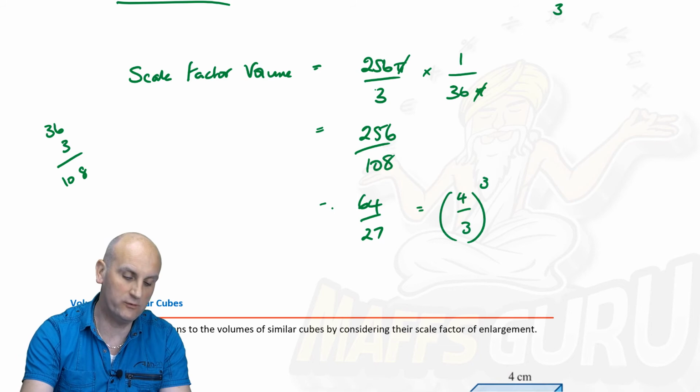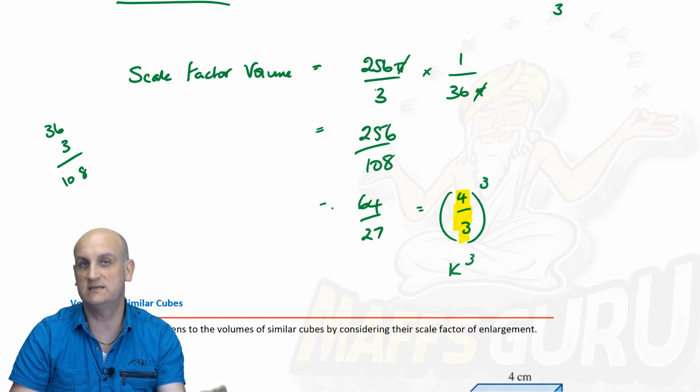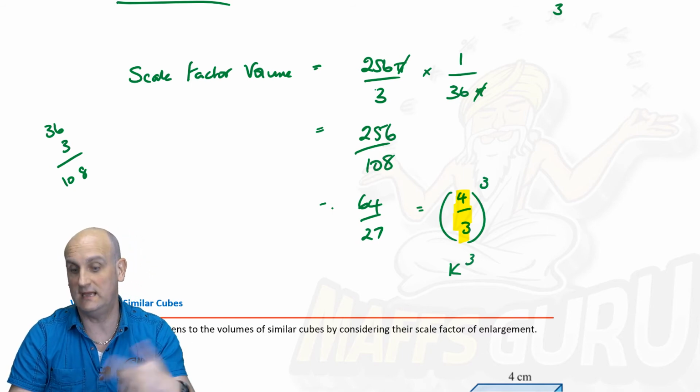And once again, what have we noticed? This situation was my scale factor of enlargement, so that became k, but cubed. So my scale factor volume was k cubed.